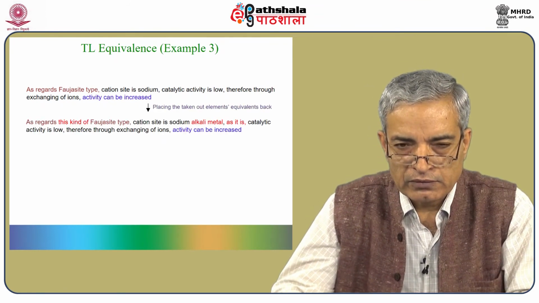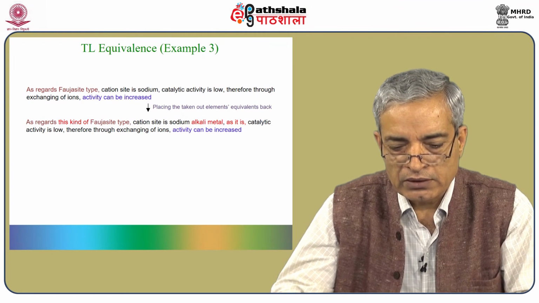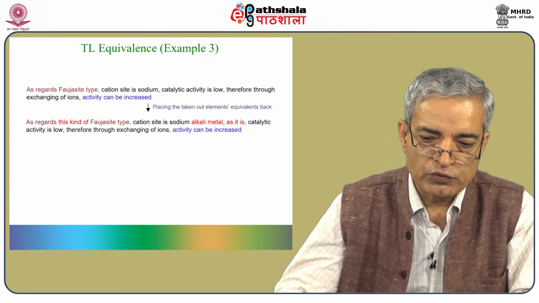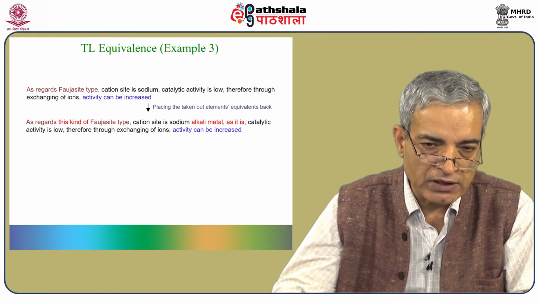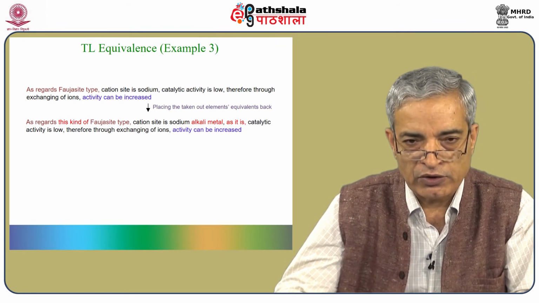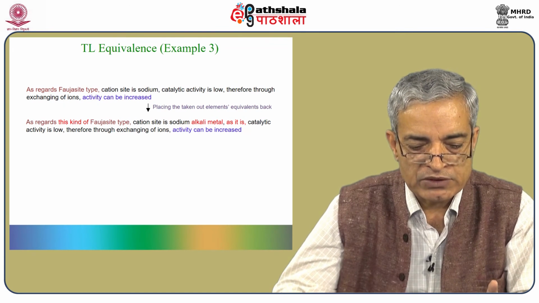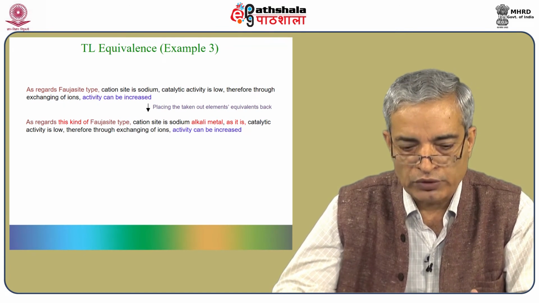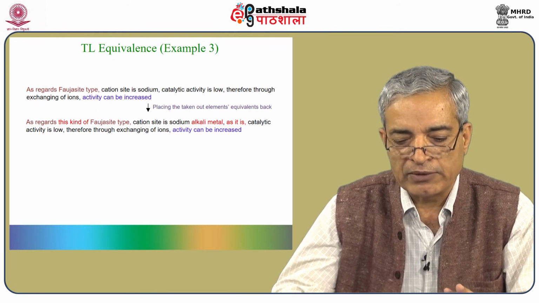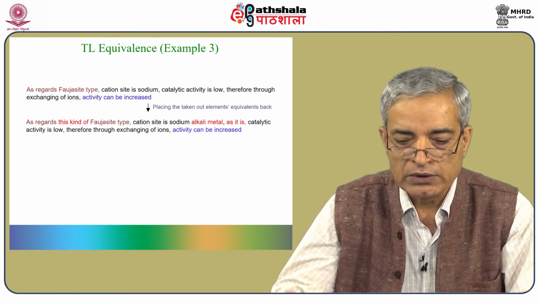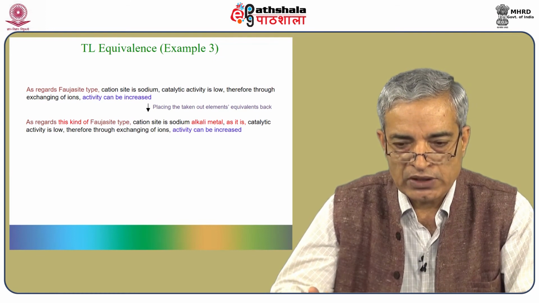See, let's try to bring in the elements that we have taken out for the time being to make it a complete sentence. Maybe fine tuning may not be required or less required. So it becomes, as regards this kind of faucet type, cation site is sodium alkali metal. Alkali metal was taken out. Then as it is, this was taken out, it's brought back.